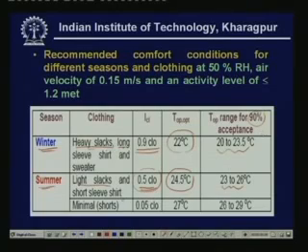Now you can see the effect of clothing. If he is wearing minimal clothes, that means let us say shorts, which has a resistance of 0.05 clo, then the optimum operative temperature becomes quite high, 27 degrees centigrade, and the range will be 26 to 29 degrees centigrade. So these are the recommendations, and based on these values one can decide the required inside conditions for a conditioned space for both summer as well as winter air conditioning systems.